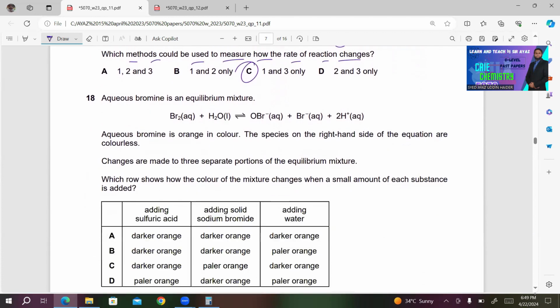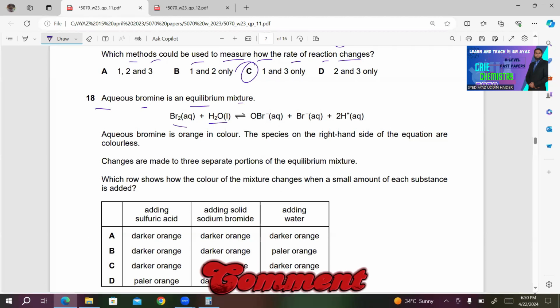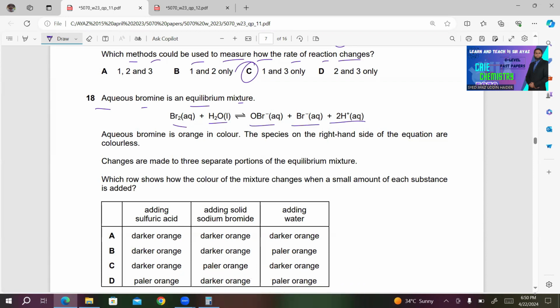Number 18. Aqueous bromine is an equilibrium mixture. Br2(aq) plus H2O(l) gives OBr minus (aq) plus Br minus (aq) plus 2H positive (aq). Aqueous bromine is orange in color. The species on the right-hand side of the equation are colorless. Changes are made to 3 separate portions of the equilibrium mixture. Which row shows how the color of the mixture changes when a small amount of each substance is added?